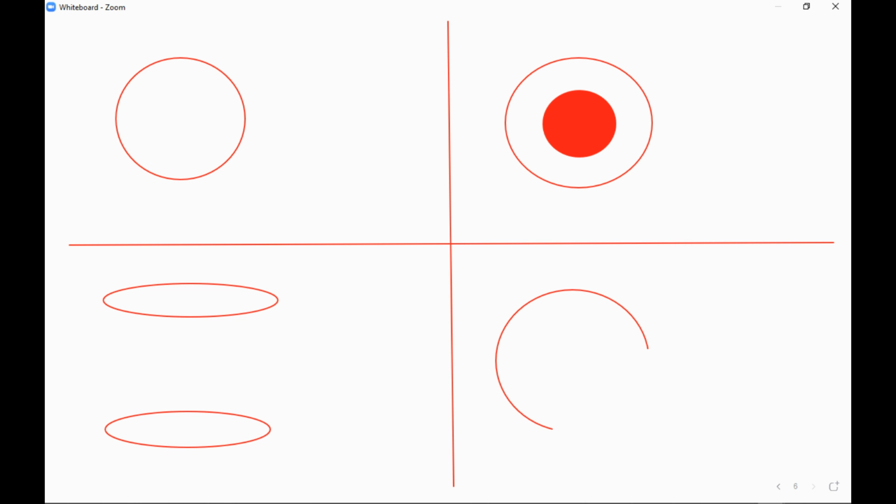This is question number 5. Okay, question 5. This is 4 centimeters. I need to know what is the area, and I need to know what is the circumference. Next question.